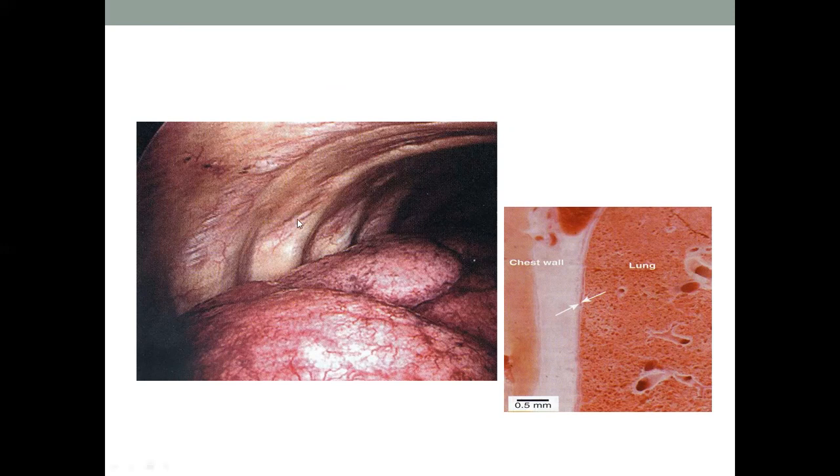This image is of pleuroscopy. This is the inner side of the chest wall, which is covered by the parietal pleura, and this is the deflated or collapsed lung. So this space is called pleural space, which is at the moment filled by air.